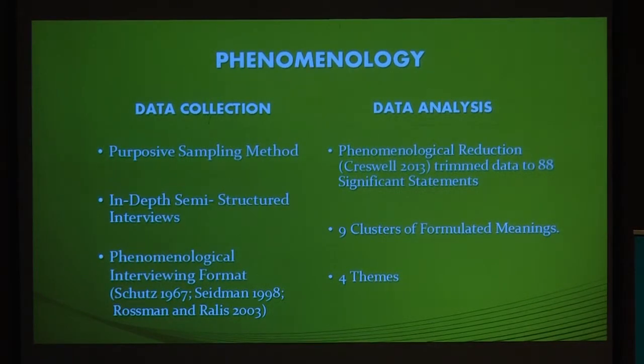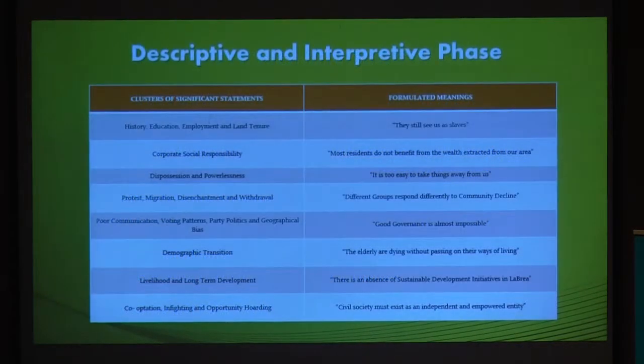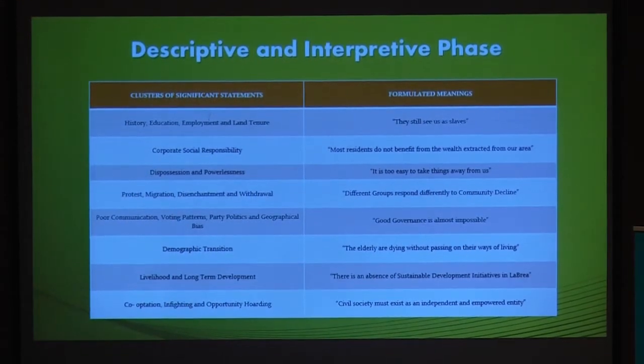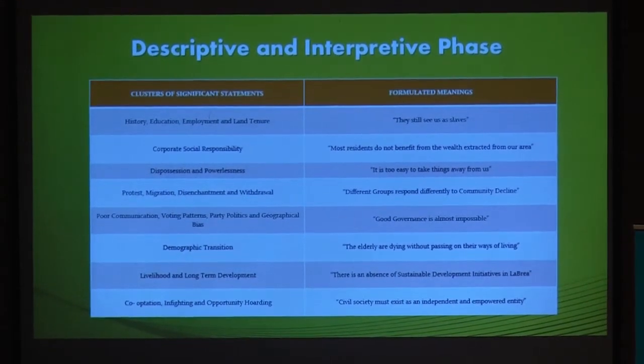Data analysis: we use phenomenological reduction, which trimmed the data to 88 significant statements. Out of these 88 significant statements, we got 9 clusters of formulated meanings and 4 themes. So this will be indicative of the descriptive and interpretive phase of our findings, the clusters of significant statements and the formulating meanings. Clusters of significant statements on history, education, employment, and land tenure.